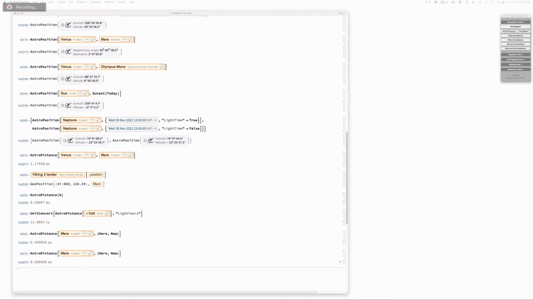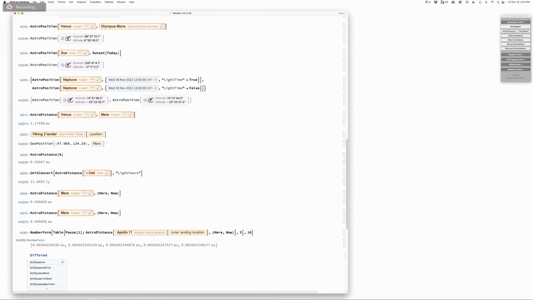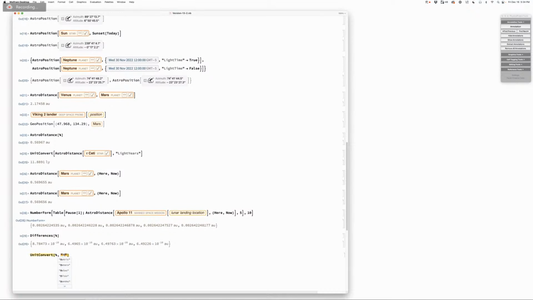And for example, here's a list. Just for fun, we can compute this with 1 second pauses. We can compute the distance to the Apollo 11 landing site. Let's compute 5 of those positions, and there we go, let's take a look. I'm now curious how big these are. Okay, let's unit convert this to meters. So that's the distance over the 1 second delay. That's the change of the distance to that Apollo 11 landing site as the Earth and the Moon move.